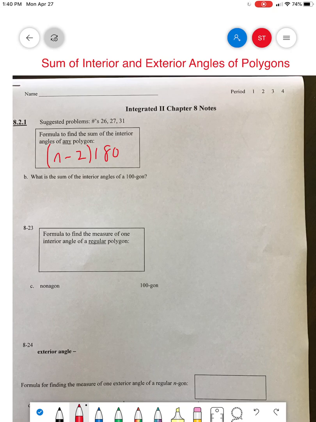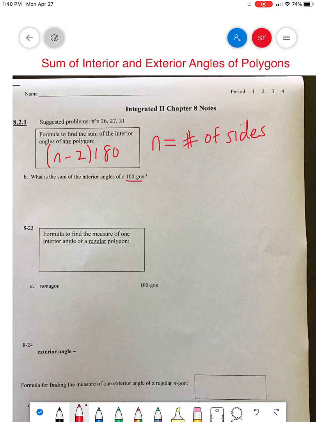So letter B, what's the sum of the interior angles of a hundredgon? Okay, well, actually, first of all, take a wild guess. What do you think N represents? That's right, the number of sides. It's self-explanatory, but I figured I'd just tell you. So the sum of the interior angles of a hundredgon. That must be a crazy looking shape.